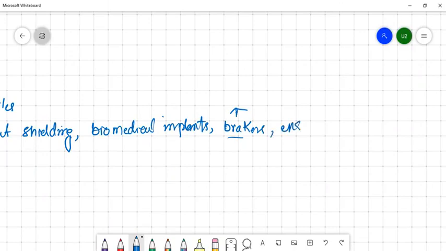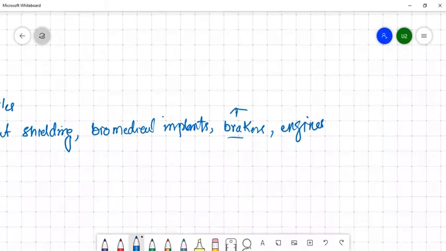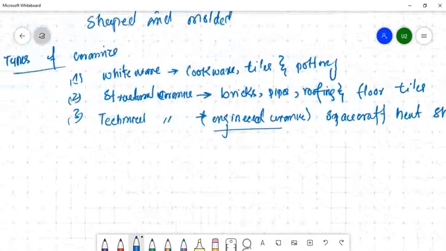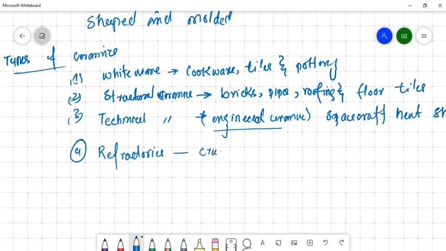It is also used in engines and so on. Number four, that is refractories, ceramics. So they are used to melt crucibles, and crucibles are chemical apparatus in chemical laboratories, etc.